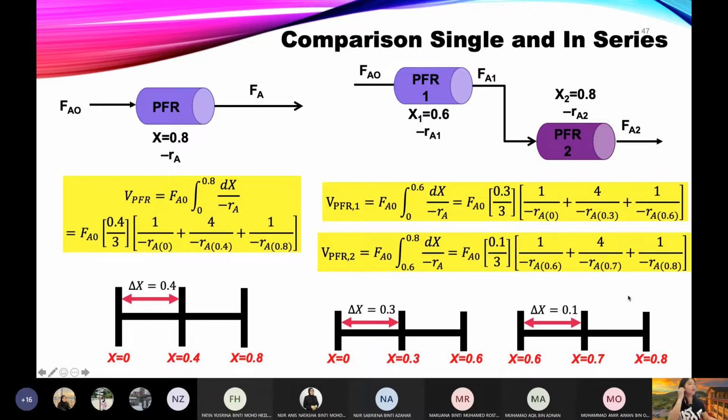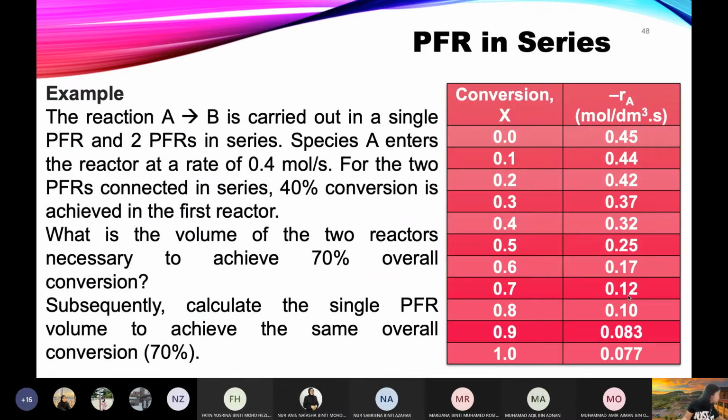Okay, so let me try to do it in the form of question because it's always easier to explain when you have question. Okay, so let's say the question. The reaction carry out in a single PFR and 2 PFR in series. So kalau kamu perasan soalan ni sama je soalan tadi, tapi tadi tu CSTR, this is PFR. So I have one single PFR or I have 2 PFR in series.